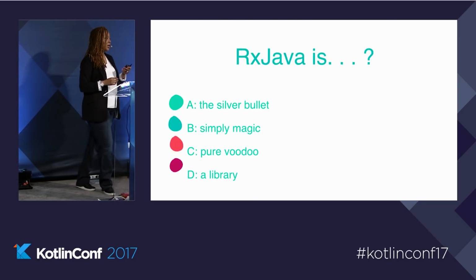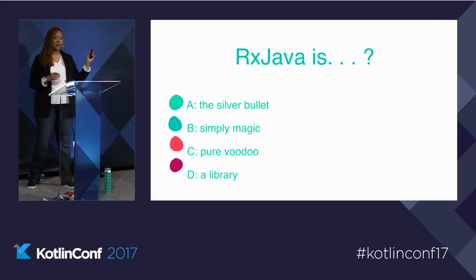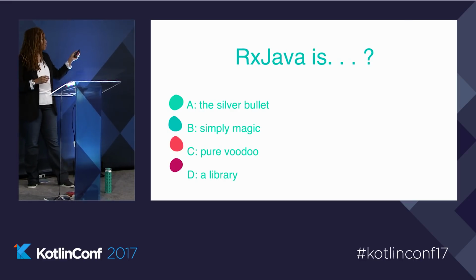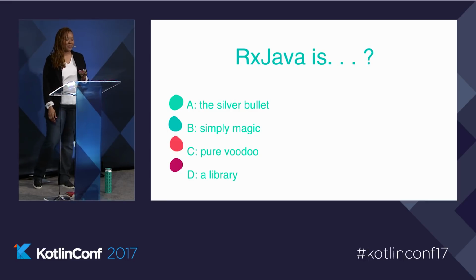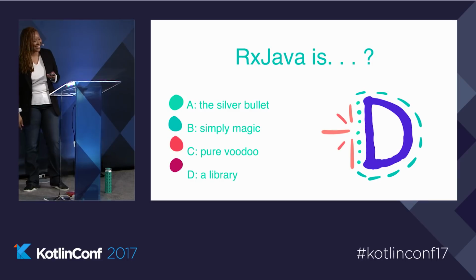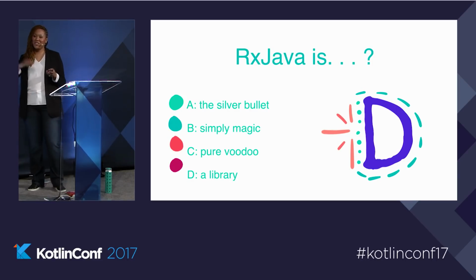So on to our next question. RxJava is A, the silver bullet, B, simply magic, C, pure voodoo, or D, a library, right? I knew someone was going to say C. Yeah, it's D. It's just a library.